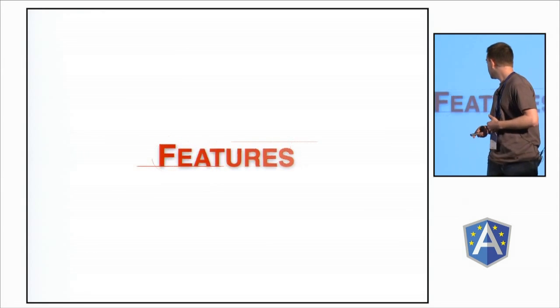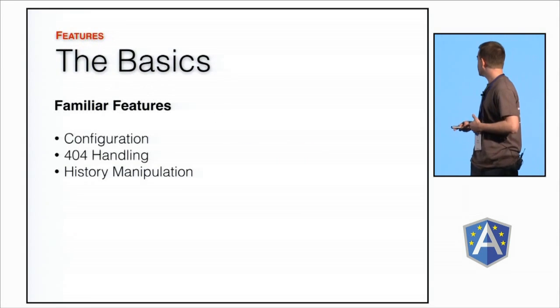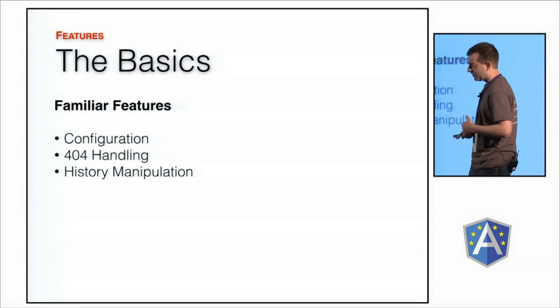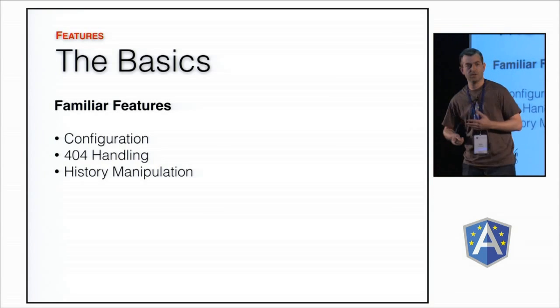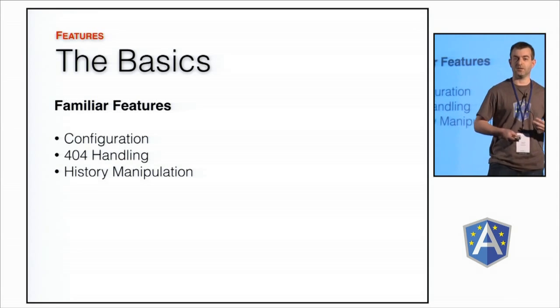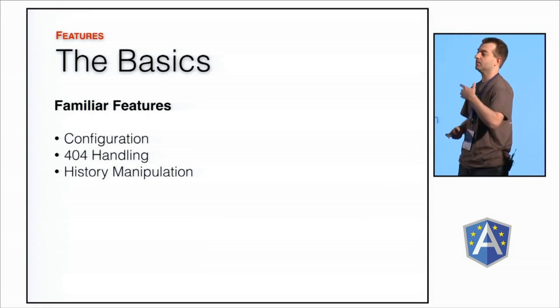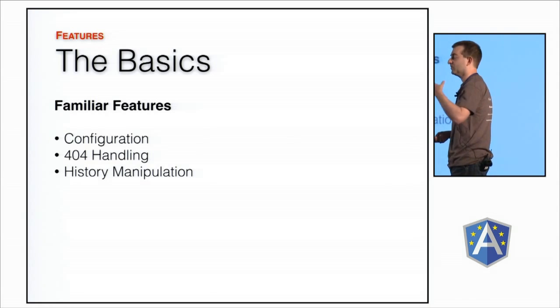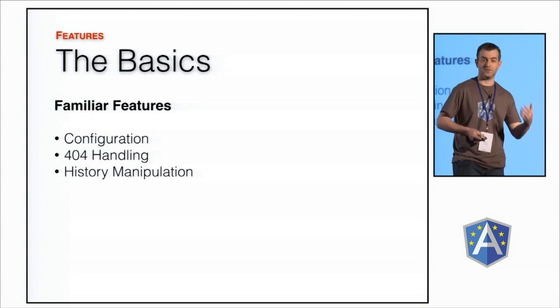So let's begin with features. Let's start with the basics. I'm not going to spend a lot of time here, but I want to make sure I cover all the bases. This router has the features you would probably expect of any router. You can configure static routes. You can configure parameterized routes. You can do splat routes. You can do query strings. You can handle not found routes, all these sorts of things.